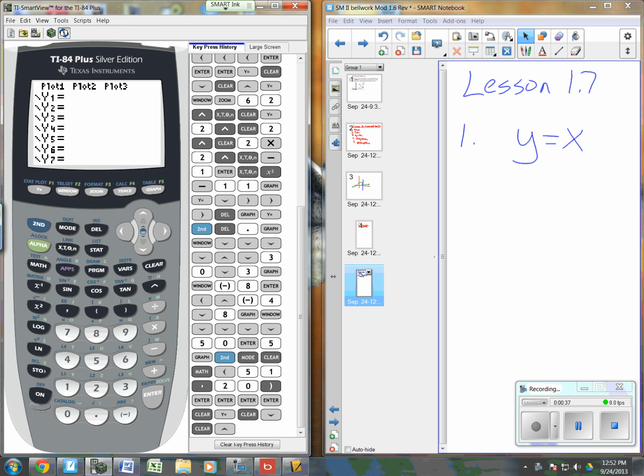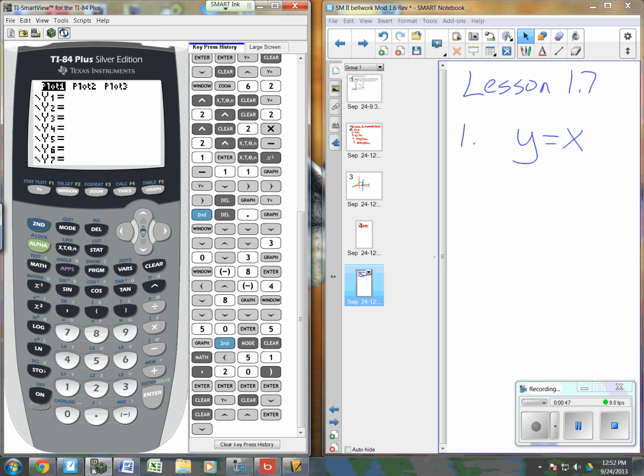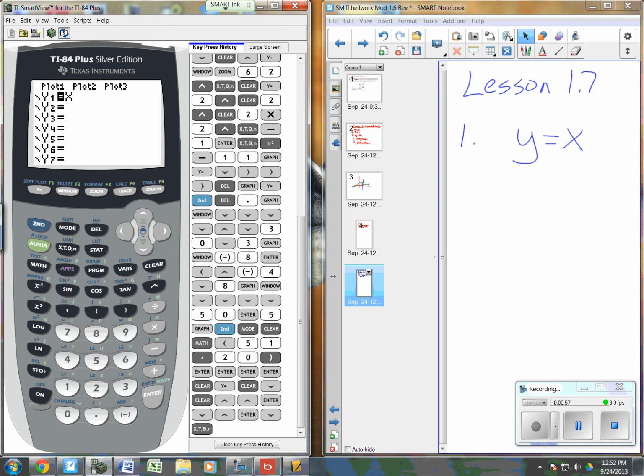Now, is anybody's plot 1 highlighted up here? Is it dark? If it is, you hit the up key to go up to that part, and you hit enter. See, I just turned it on by doing that. If yours looks like that, I want you to turn it off. So hit the up key, hit enter, and go back down. Turn it off, okay?